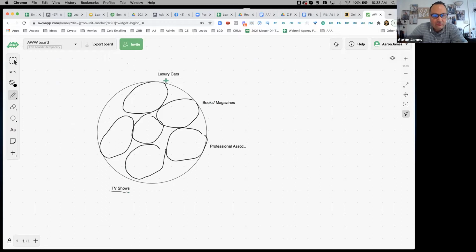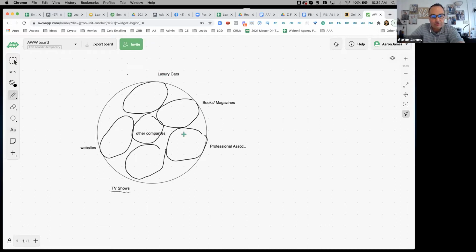So: luxury cars, books, magazines, professional associations, and even websites they go to, or other companies. We'll put this one as other companies. What does that mean? Like the SBA, Amex, stuff like that. So what you're trying to do here is essentially group these things.